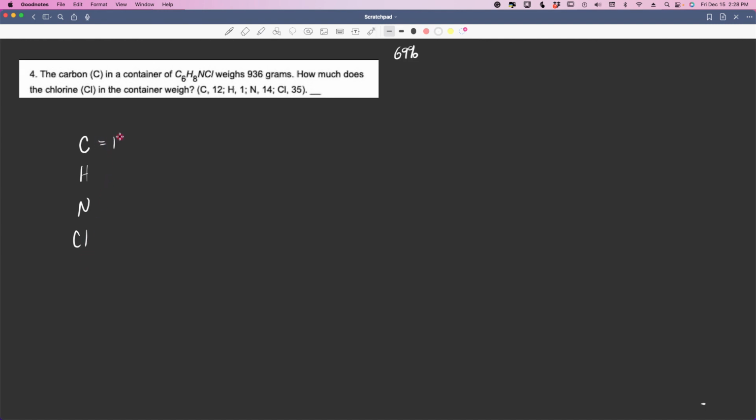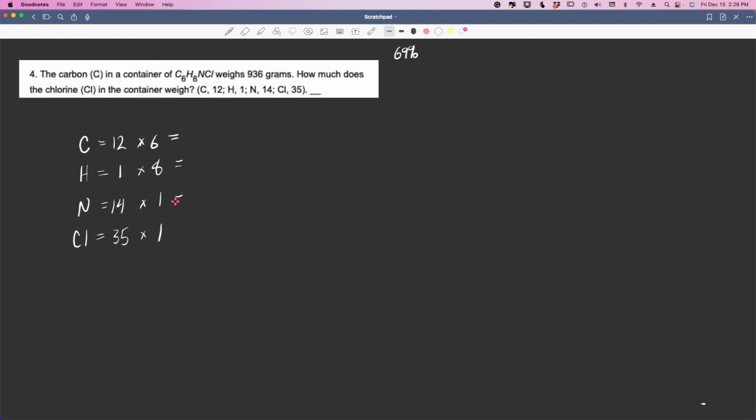C is equal to 12, H is equal to 1, N is equal to 14, and Cl is equal to 35. Now looking at our recipe here, C is 6, so times 6. H, there's 8 of those, so times 8. There's 1 N and there's 1 Cl. We know there's 1 because there's not a number listed. If there's not a number listed, then there's only one of them. Its very presence means 1.